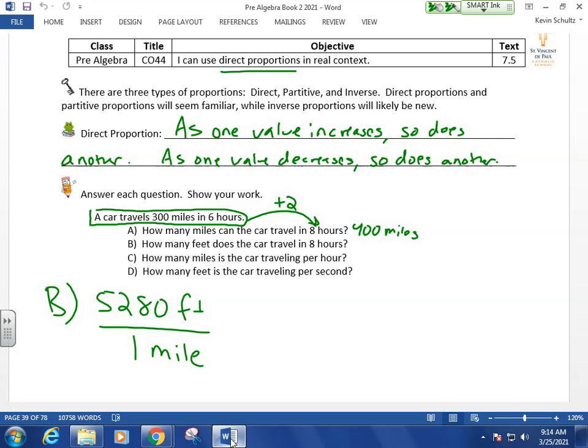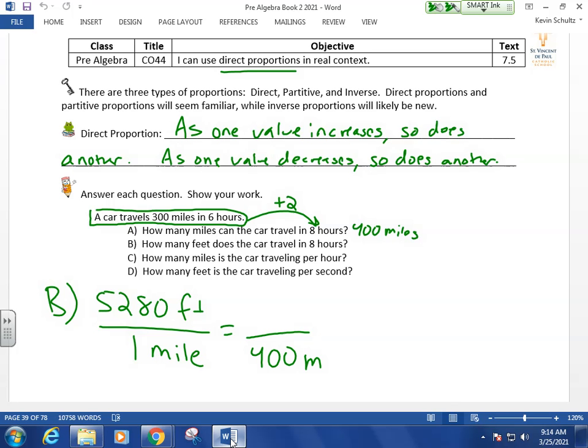Right? And what do we want to know? How many feet there are in 400 miles. Because if the car travels 400 miles in 8 hours, and we want to know how many feet the car travels in 8 hours, we essentially want to know how many feet are there in 400 miles.